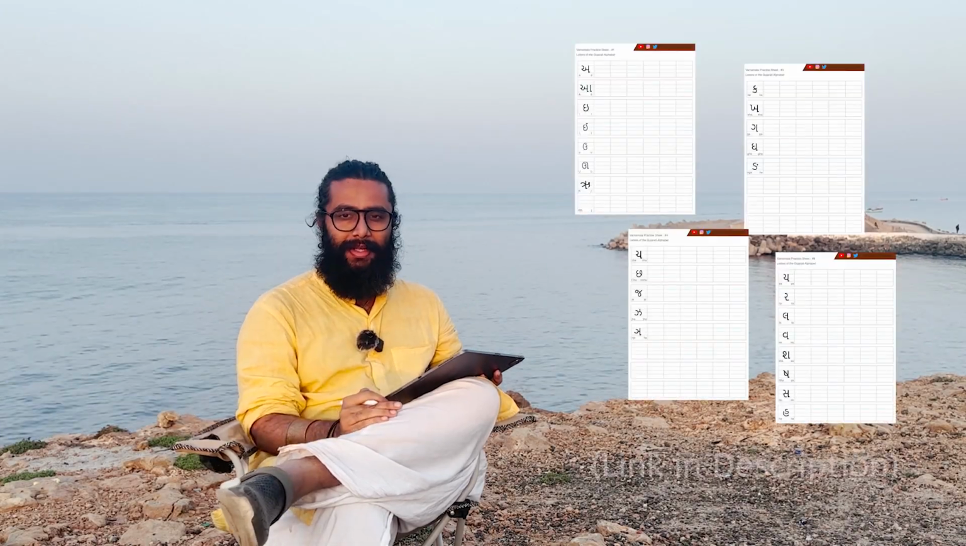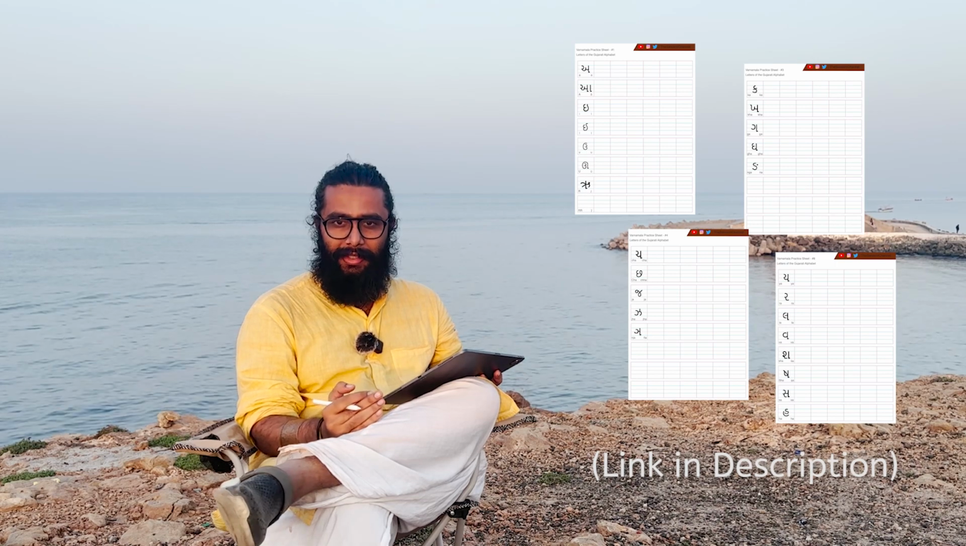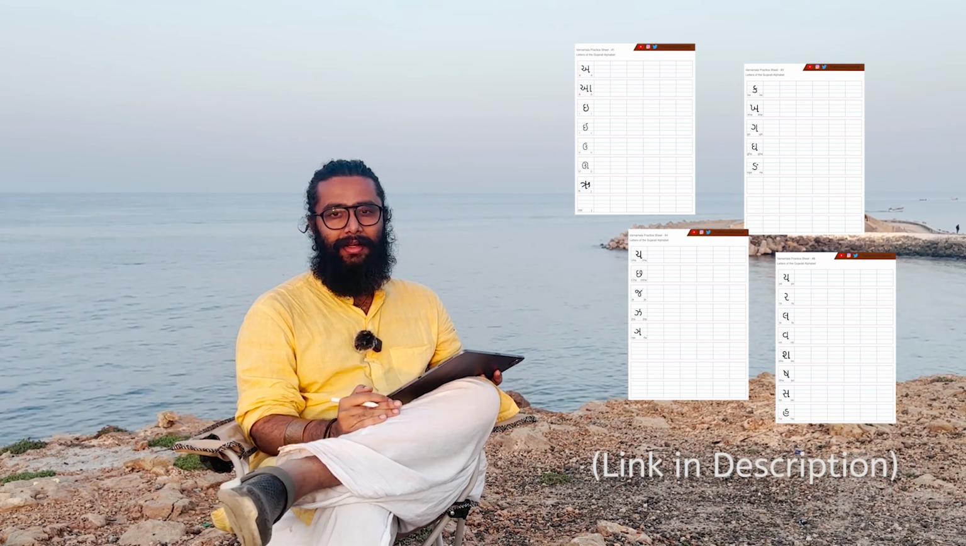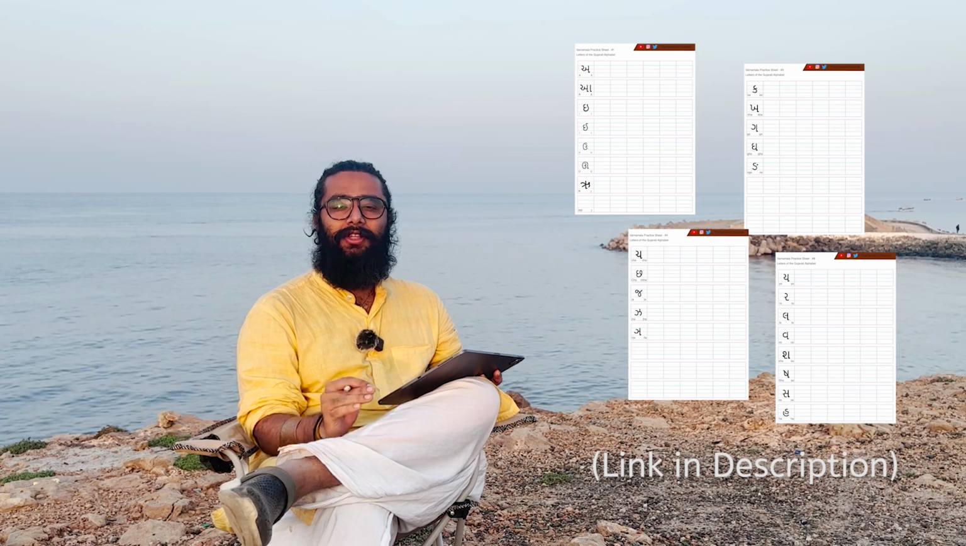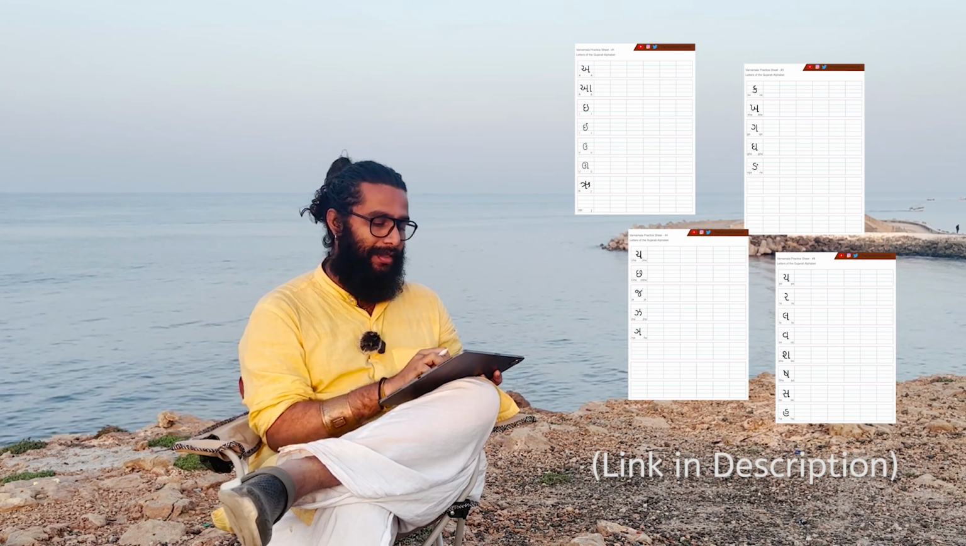Namaskar. In the last two videos of this playlist, we learnt to read and write the vowels of the Gujarati alphabet. In this video, we'll get started with the first row of consonants.